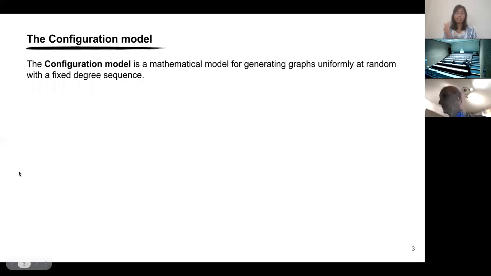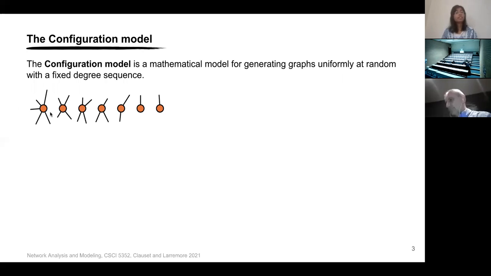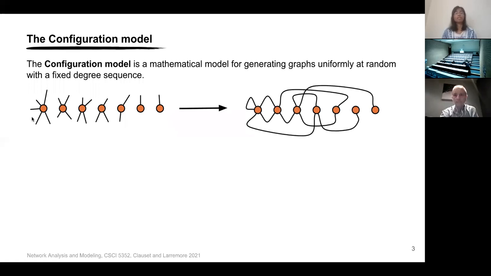But in today's talk, we're going to specifically look at the configuration model, which is a mathematical model for generating uniform random graphs with a fixed degree sequence. So the degree of each node of the network to be generated is known beforehand, which is to say we know the number of stubs attached to each node. And the goal is to generate a graph uniformly at random out of it.